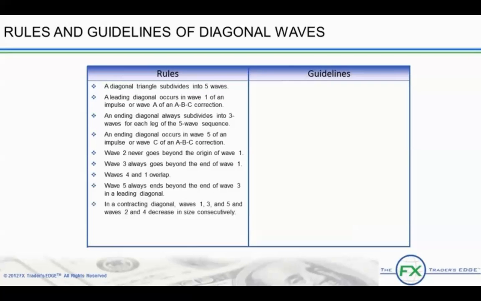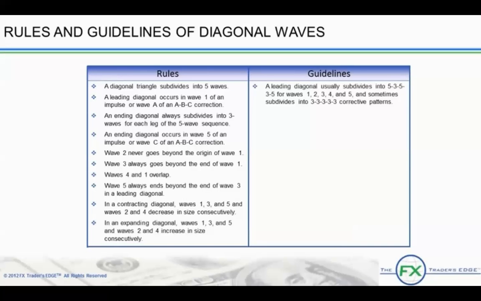9. In a contracting diagonal, waves 1, 3, and 5 and waves 2 and 4 decrease in size consecutively. And 10. In an expanding diagonal, waves 1, 3, and 5 and waves 2 and 4 increase in size consecutively. And now for the guidelines.